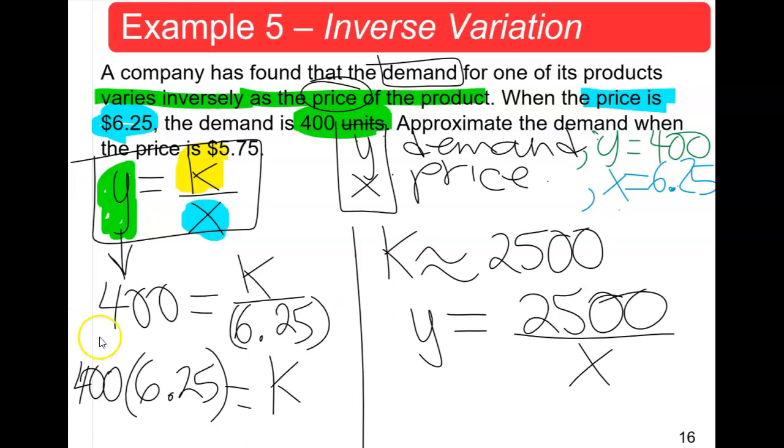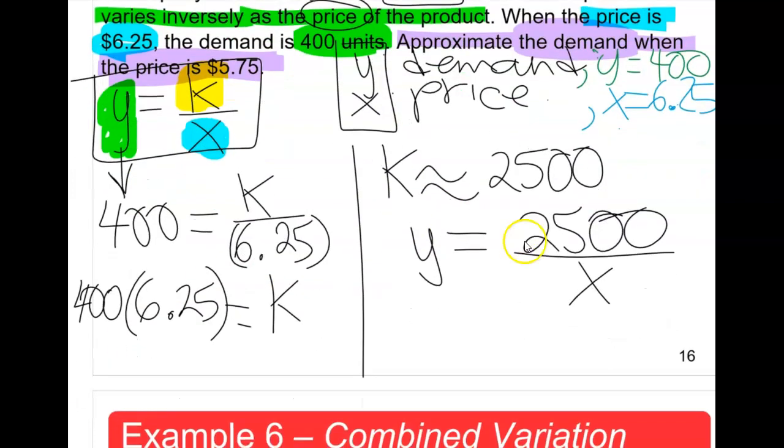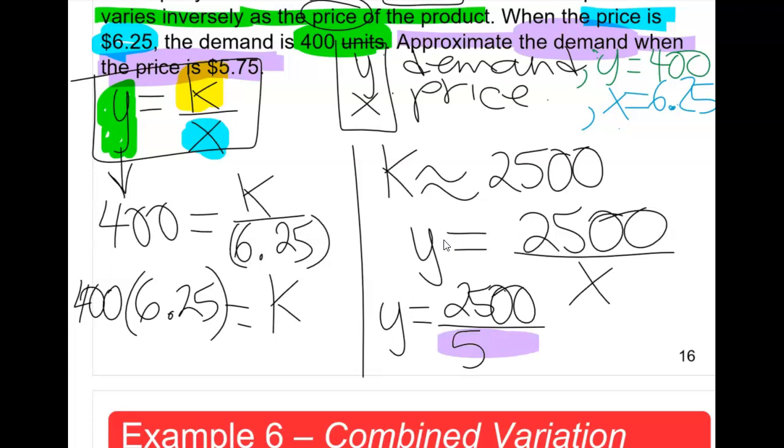And with that, we can answer the second part of the question, which is approximate the demand when the price is $5.75. So if the price decreases, what will happen to the demand? Would it go up or down? So in this case, we are looking for y when x is equal to 5.75. And that's what I'm substituting here. And so y, which is the demand, is going to come from us dividing 2,500 by 5.75, and that will give me 434.78. So let's round to one decimal place, so it will be 434.8.